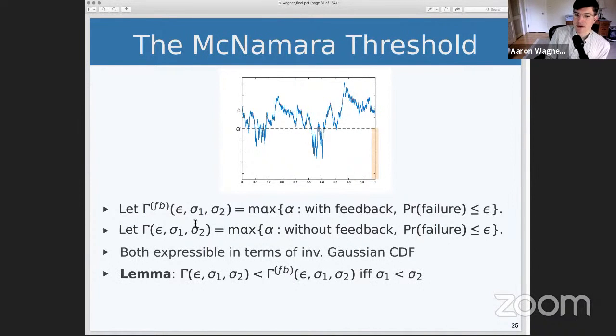And it turns out that the feedback does better, right? So as you'd expect, the threshold with feedback, there's no coding here. I'm just talking about McNamara's problem. The threshold you can handle with feedback for the same failure probability is higher than without feedback. So we're going to express all of our results in terms of these thresholds, and it just hides a lot of busy notation.